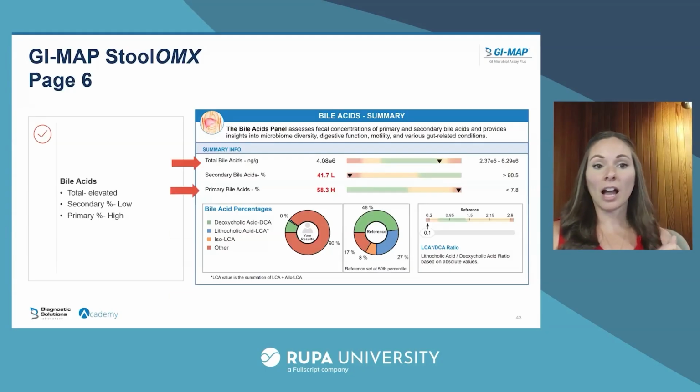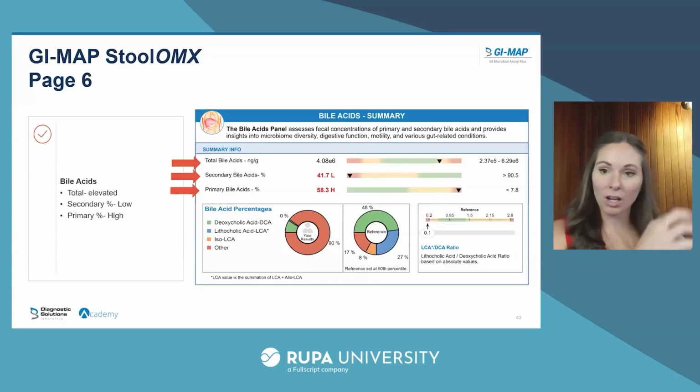So we see high primary bile acids. So this could be an impaired reabsorption potentially. And then when I'm thinking about conversion, I'm looking at what's happening with our secondaries. They're really low. So this is showing me there's a lack of conversion from our primary bile acids to our secondary bile acids. So this is going to be a reflection of low microbial diversity.